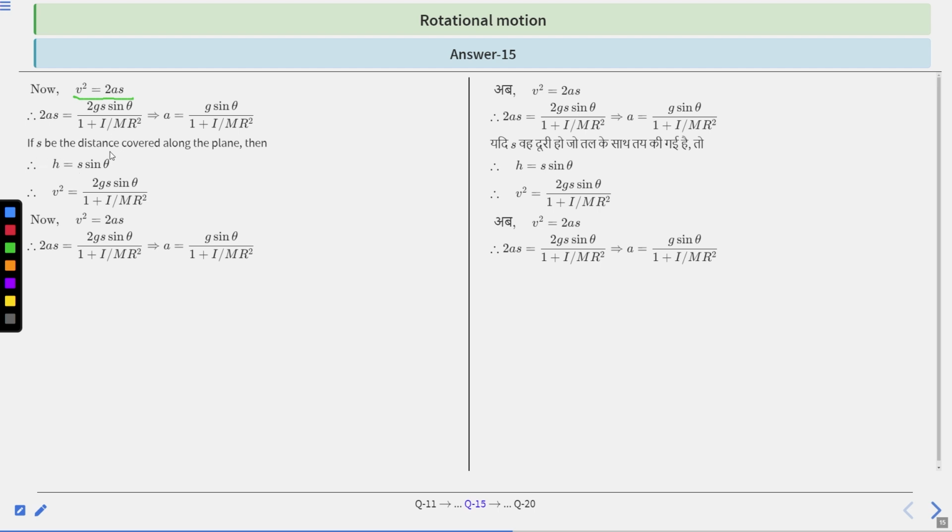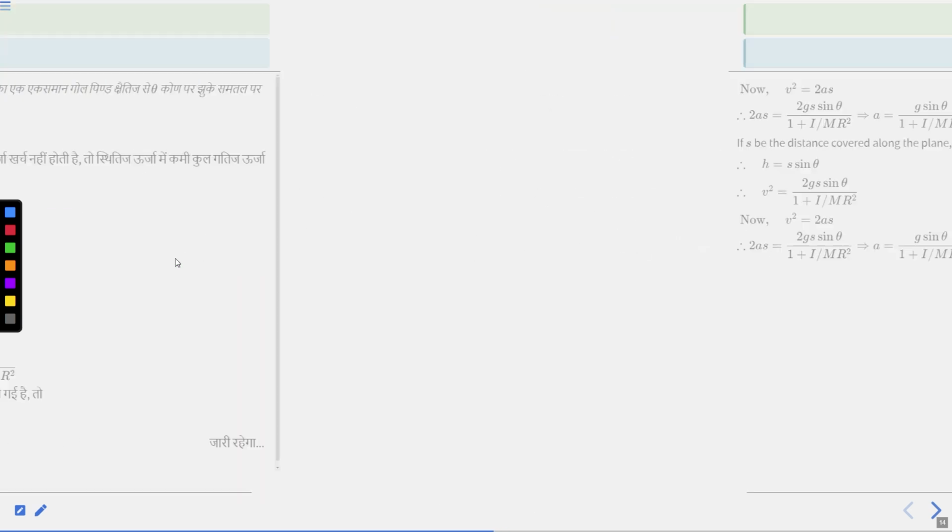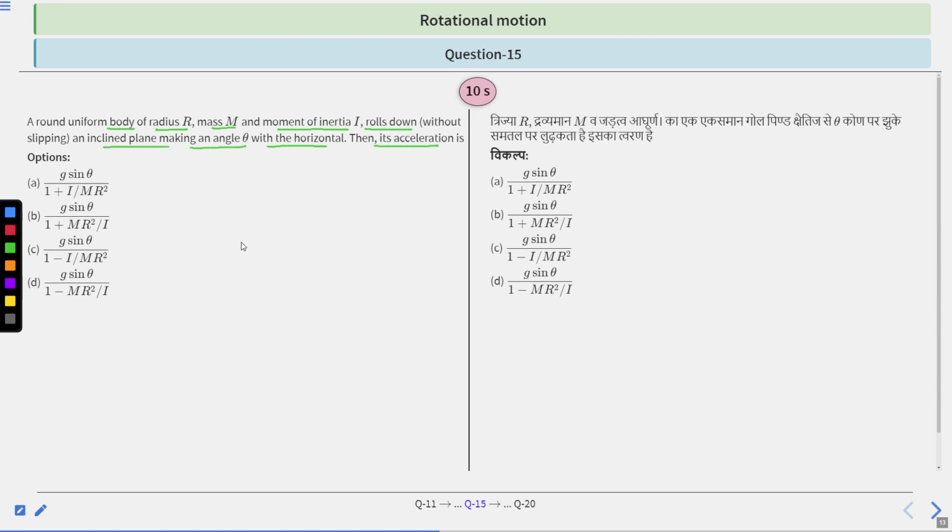So if s is the distance covered along the plane, then h is equal to this, and v square is equal to this, which we already discussed in the previous slide. Clear? So v square equals 2as, and a is equal to this. This and this are the same. Clear? So the correct answer is g sine theta divided by 1 plus I by mr square. This one is correct. Clear?